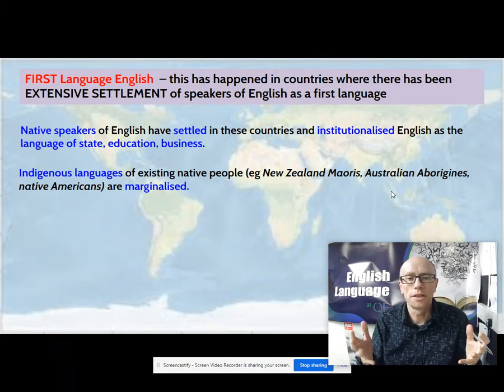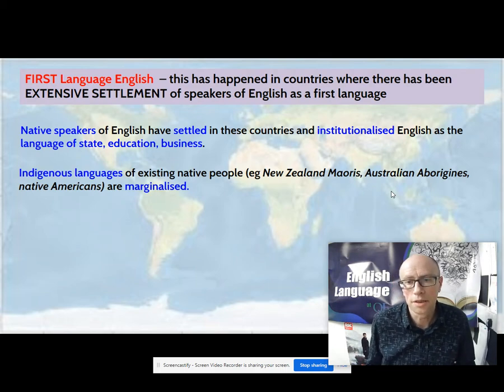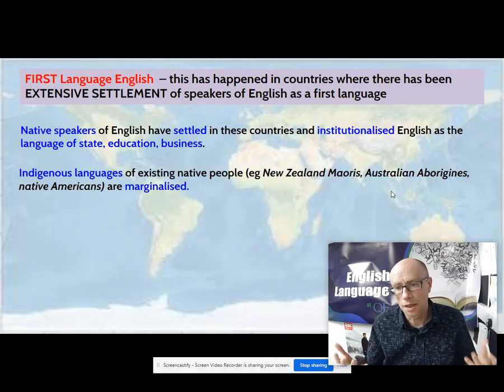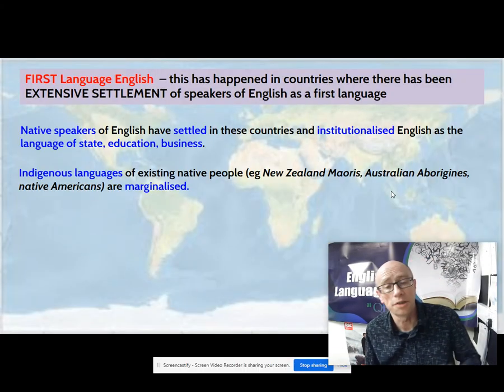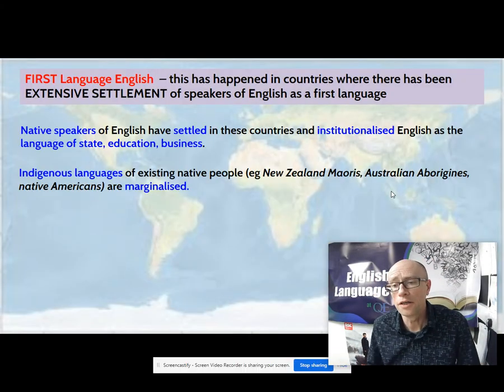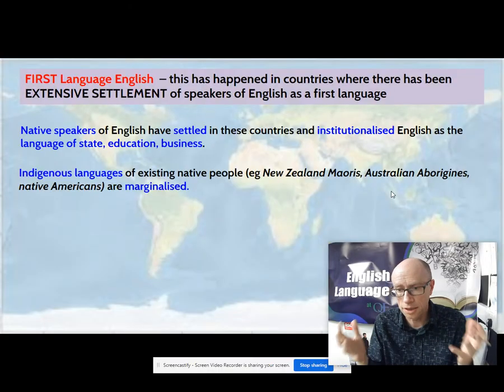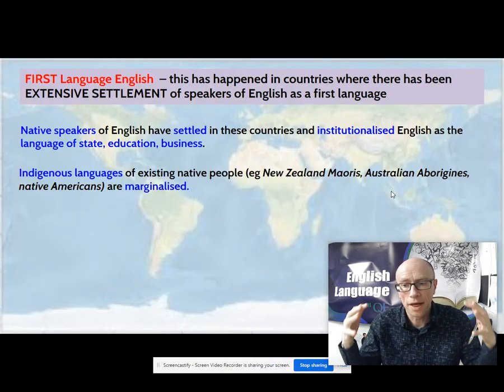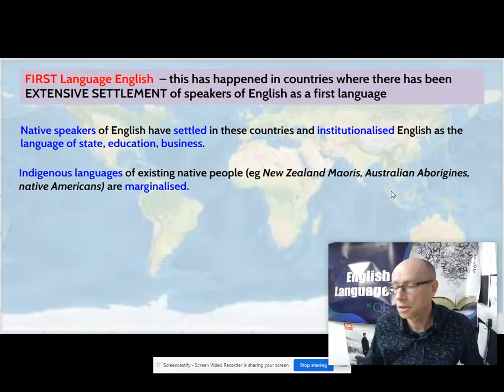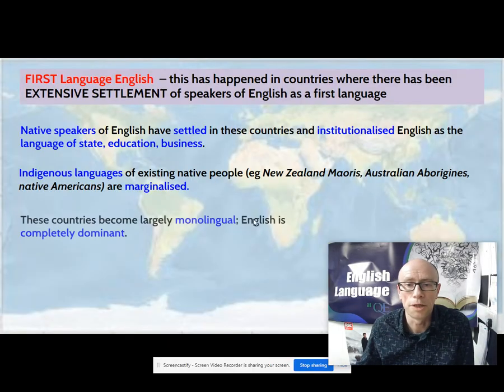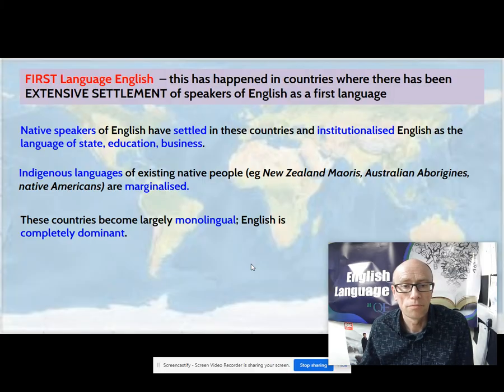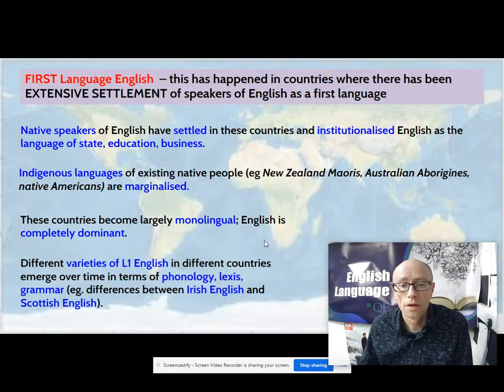And what's happened is that those indigenous languages of the existing native people, I'm talking about like the New Zealand Maoris or the Australian Aborigines or the Native Americans, they're kind of marginalized. So they still exist, but they get low status. So they're kind of pushed to the margin. And these countries largely become monolingual. Okay, they're countries in which English is completely dominant.